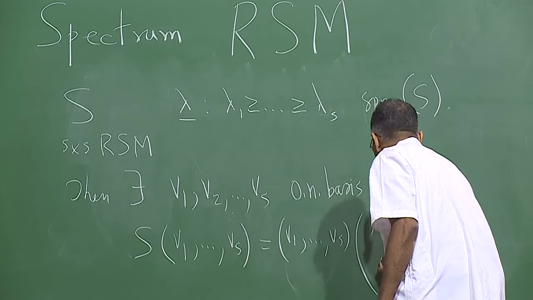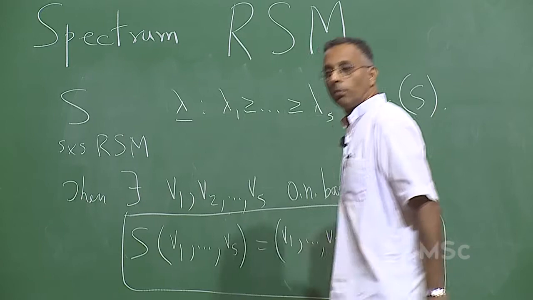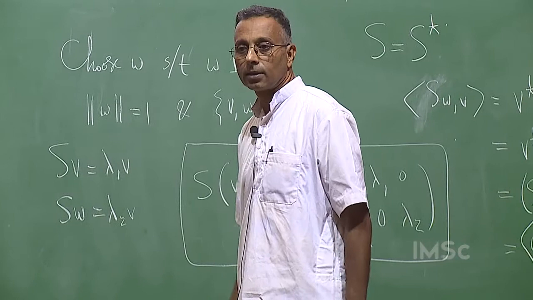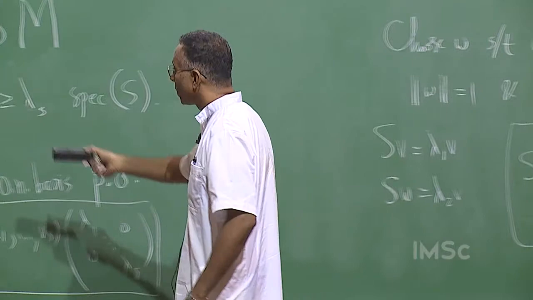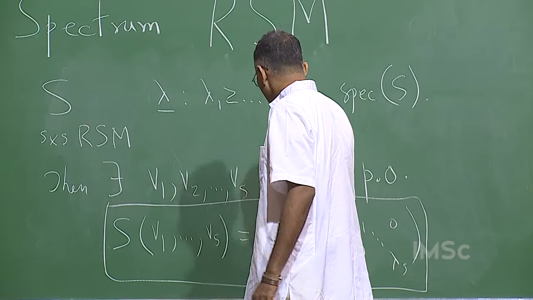Okay? So this is one of the most basic theorems in mathematics. It's a very basic theorem in geometry, in physics, in almost every application of mathematics. This is a very basic theorem: if you have a real symmetric matrix, you can find vectors like this, which are orthonormal, that is, each one is unit and they are mutually orthogonal.